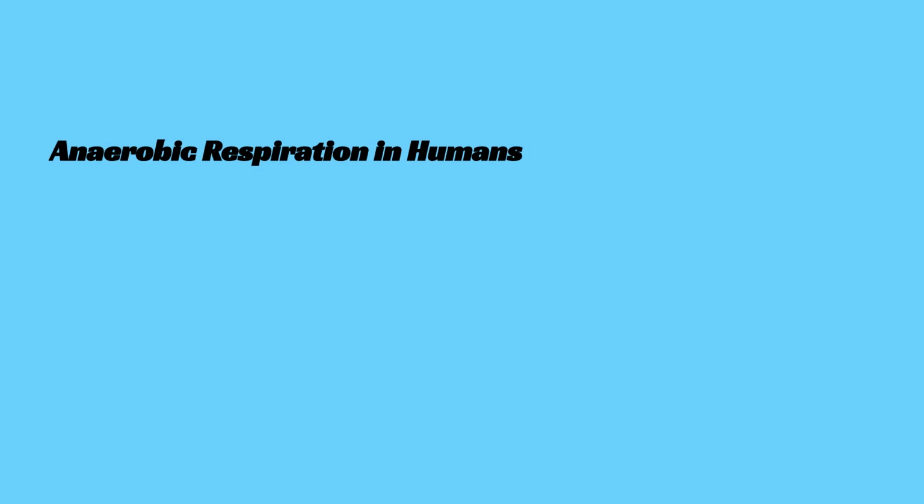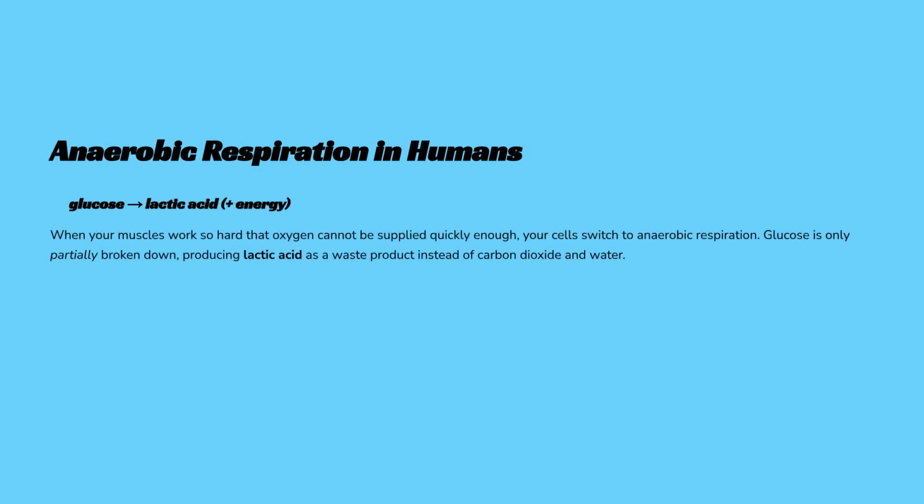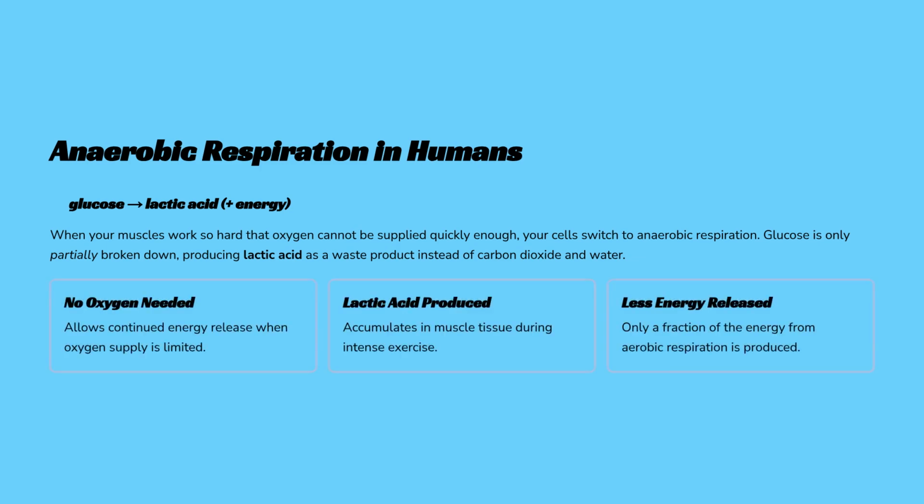In humans, the equation is glucose produces lactic acid plus energy. During intense muscle activity, glucose is only partially broken down, yielding lactic acid instead of CO2 and water. This allows for continued energy release when oxygen is limited, despite being less efficient.